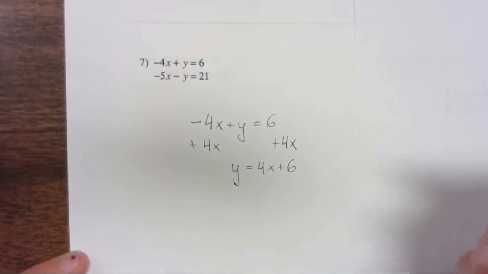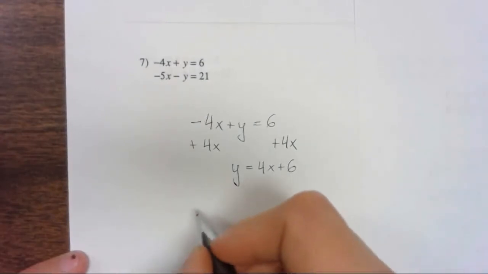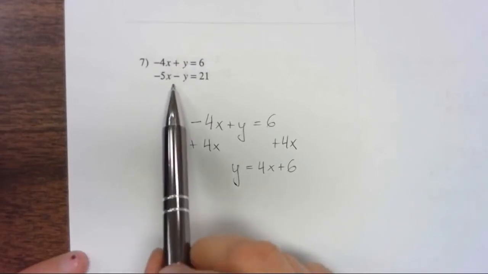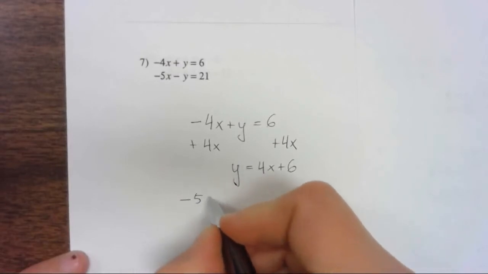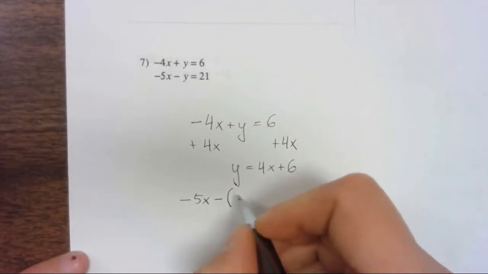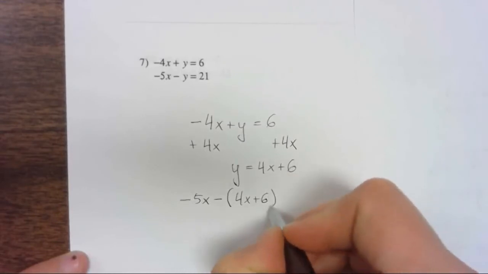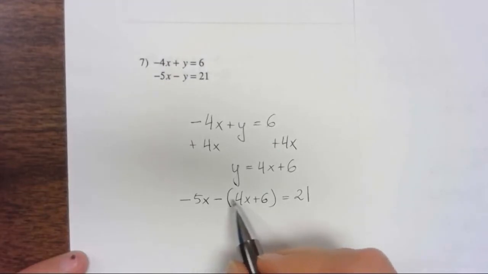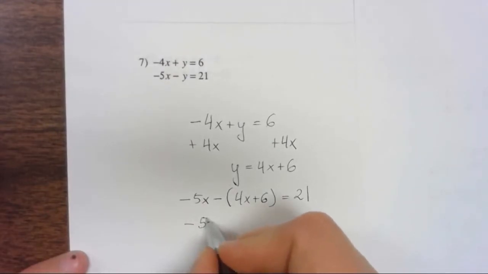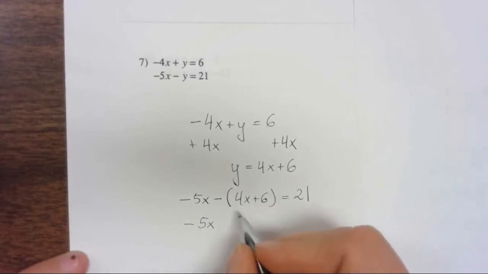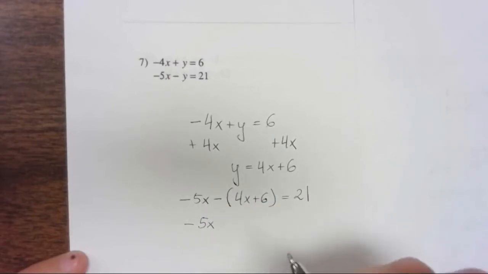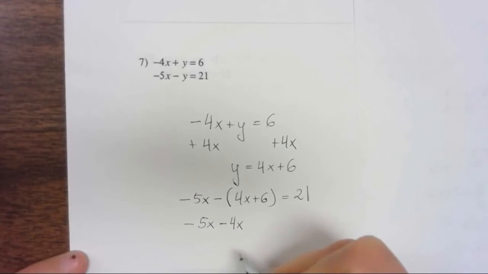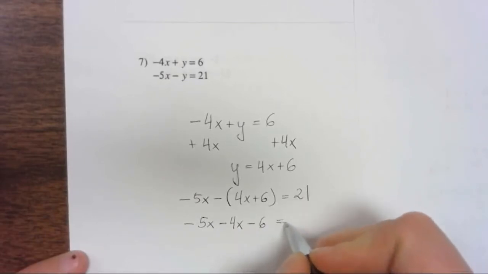I'm keeping x first before the whole number, just using ax plus b form. Okay, then I'm going to plug it into the second equation. So negative 5x minus the quantity 4x plus 6 equals 21. Do you see that negative in front of the parentheses? Yes, I have to distribute that. So negative in front of the parentheses means changing all the signs or multiplying by negative 1. So negative 1 times 4x is negative 4x. Negative 1 times 6 is negative 6.